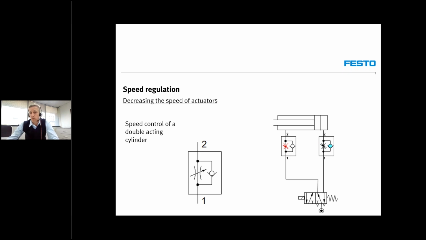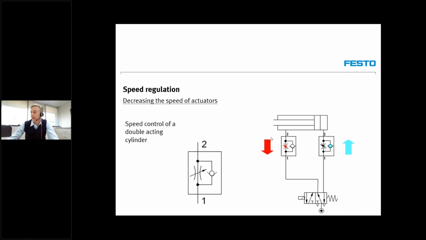If we look at the construction of a one-way flow control valve, we see that port 2 is always connected to the actuator. From port 1 to port 2, the flow control is bypassed. If you can see here, from port 1 to port 2, the flow control is bypassed. But if it comes from port 2 to port 1, it cannot get through there because that's a one-way flow control valve and it has to go through the restriction. So for the air moving into the actuator, it's a free flow, but air moving out of the actuator has to go through the restriction, and that's where the speed control comes in.